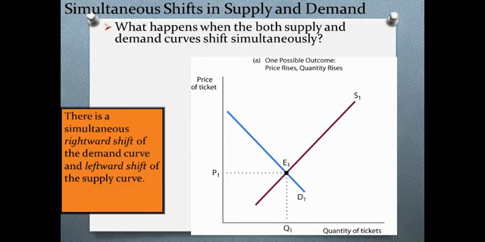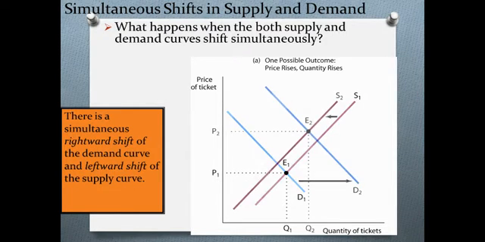All right, so if you have a simultaneous rightward shift of the demand curve and a leftward shift of the supply curve, this is what's going to happen. Look at this madness. Okay, so we have the demand curve shift out and the supply curve shift in, right? That gives us a new equilibrium here. We have an increase in quantity and an increase in price.